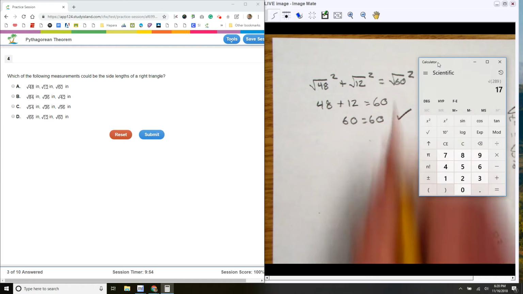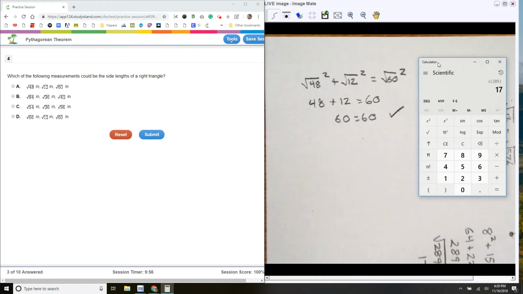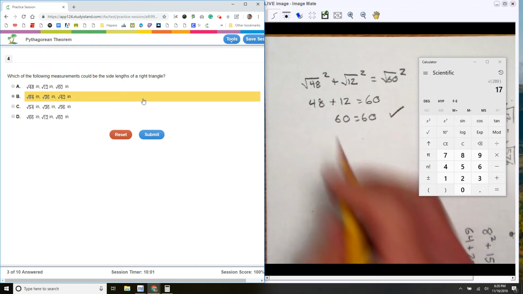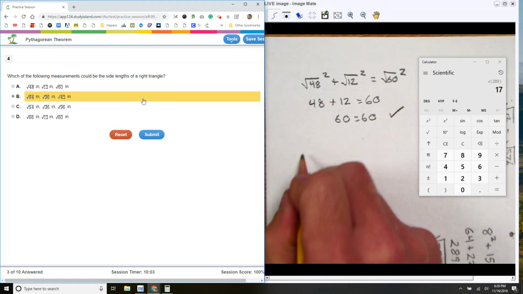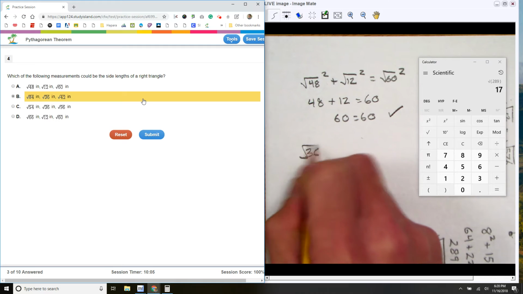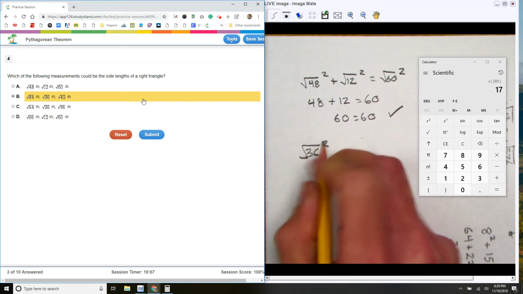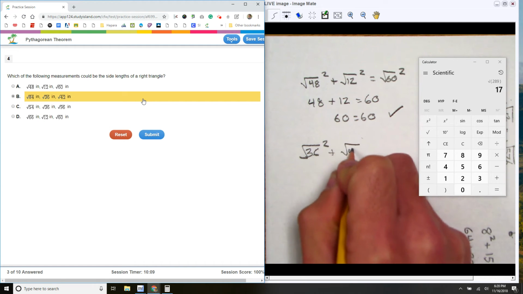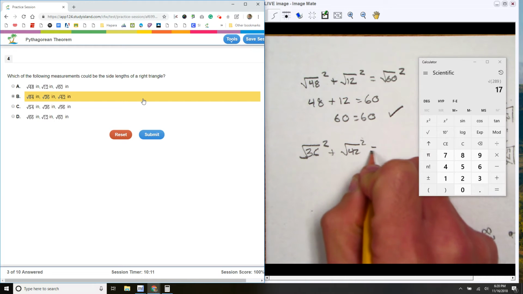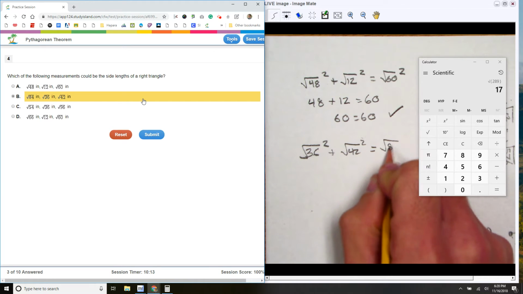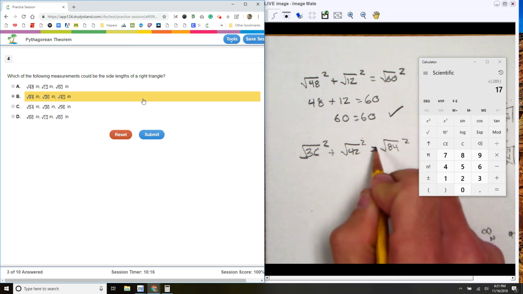So this checks out. That's a right triangle. What if we tried one of these other ones? Well, the two shorter ones on B, for example, are 36, so I have the square root of 36 squared, plus the square root of 42 squared, and that would have to be equal to the square root of 84 squared. Hopefully you already see the problem with this.